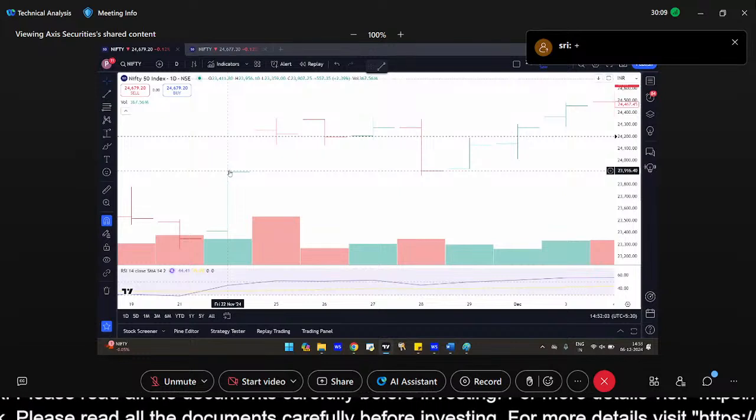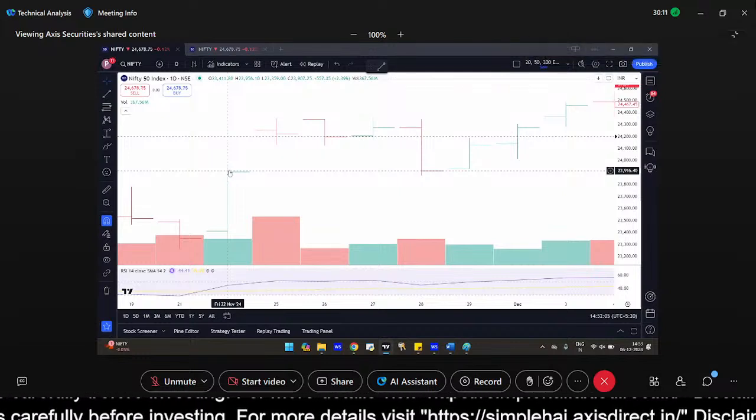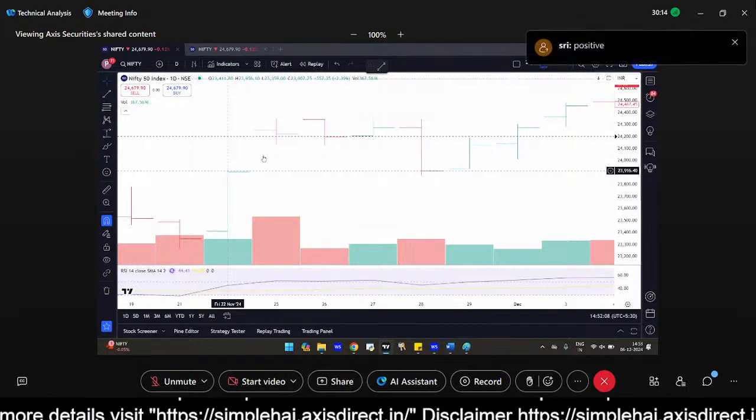Yes, the answer is absolutely right. Positive day tha. Matlab it opened lower and ended higher. Now let us look at another scenario.